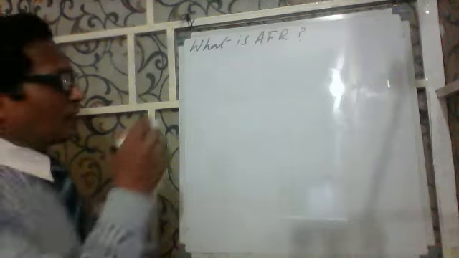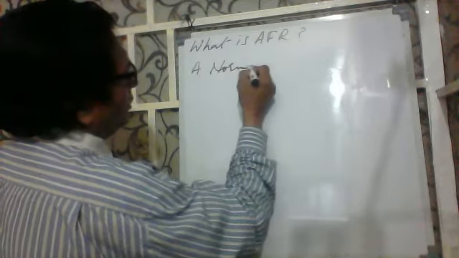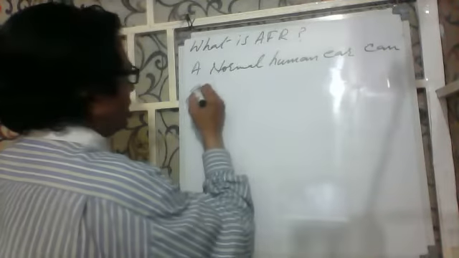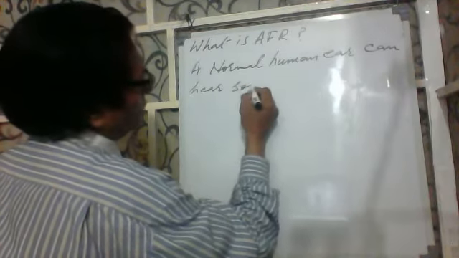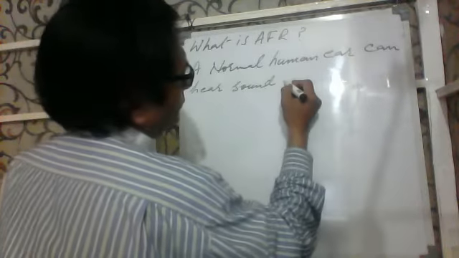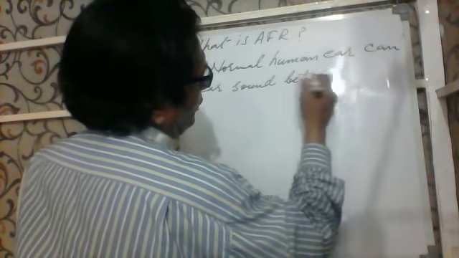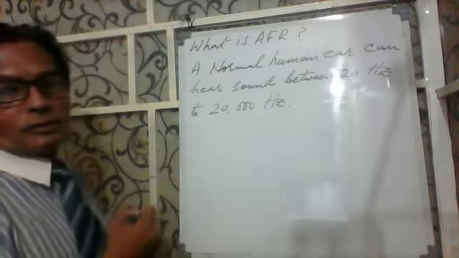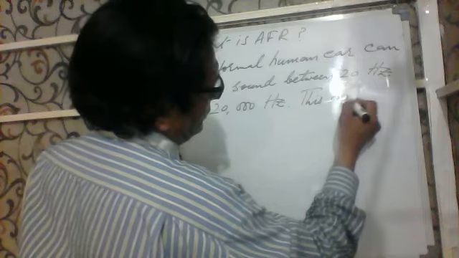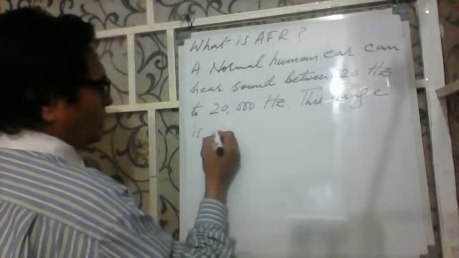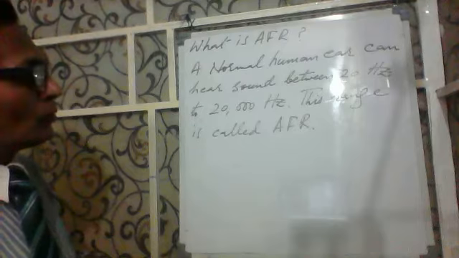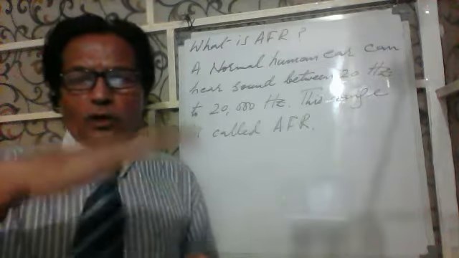In a normal human ear, we can hear 20 hertz to 20,000 hertz, and this range is called the audible frequency range. So, we cannot hear this sound.